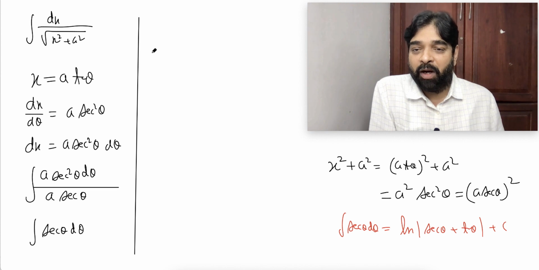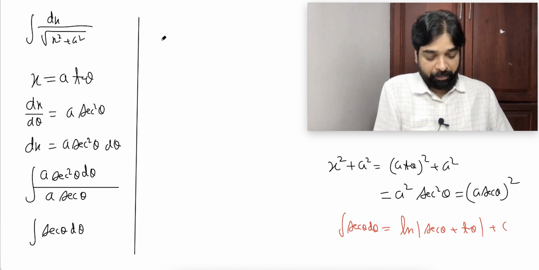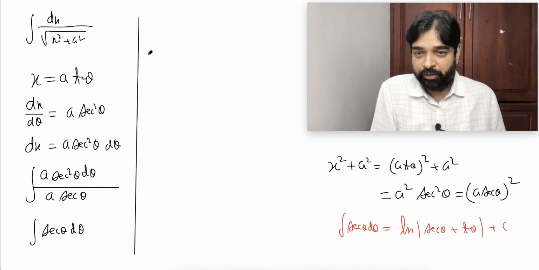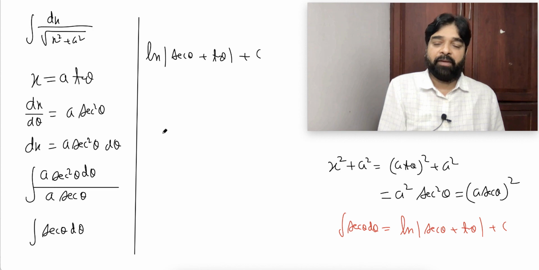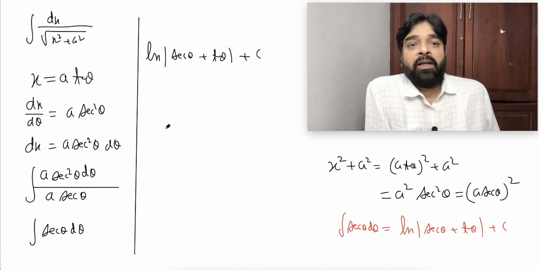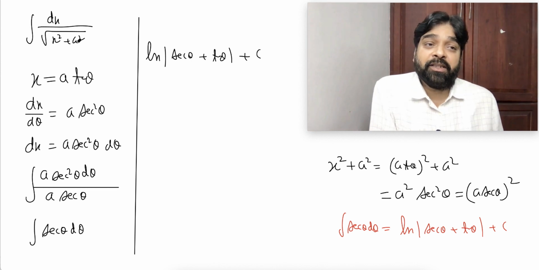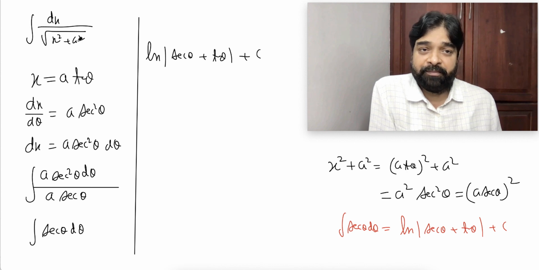So this will become what? Ln, just a minute. Sometimes my pen gets stuck. Ln mod secant theta plus tan theta plus c. Wait. Story is not over. You cannot write the answer in terms of theta because the question was given in terms of x. So they expect the answer also to be written in terms of x. Understood my point? Answer also should be written in terms of x.